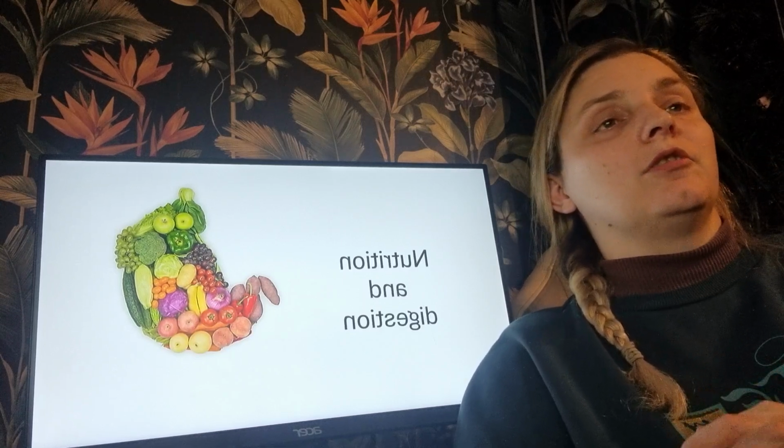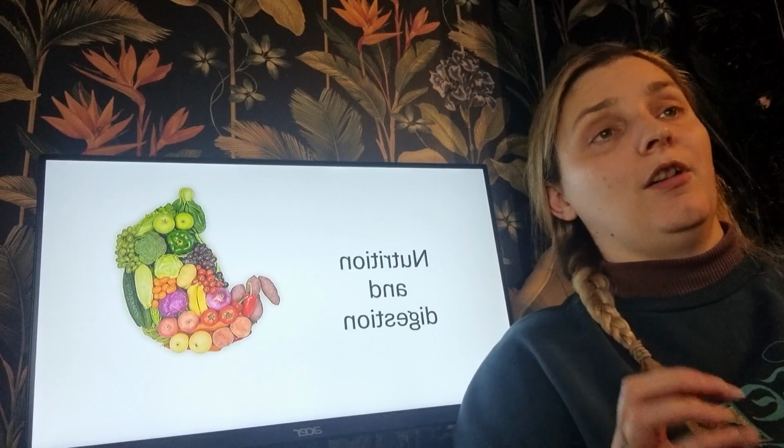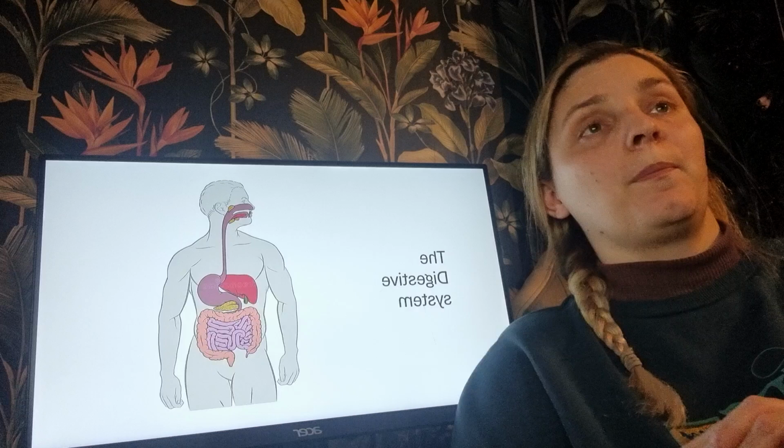The accessory organs create and deliver enzymes and bile. These organs include the liver, the gallbladder, and the pancreas.